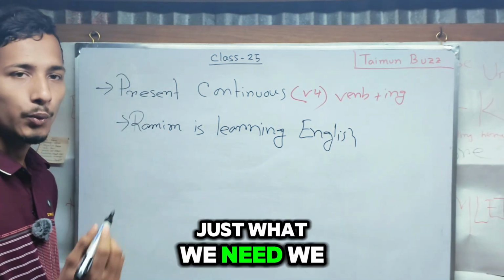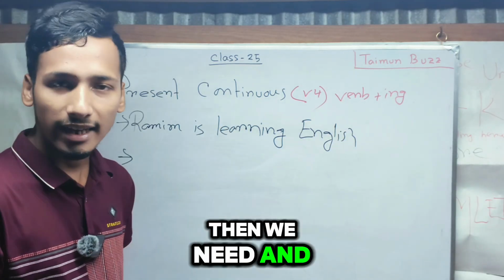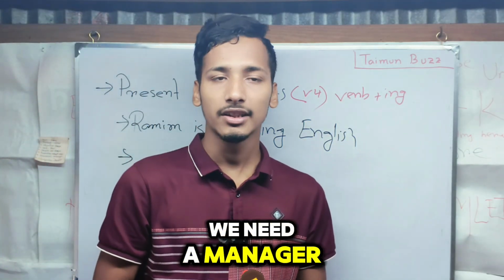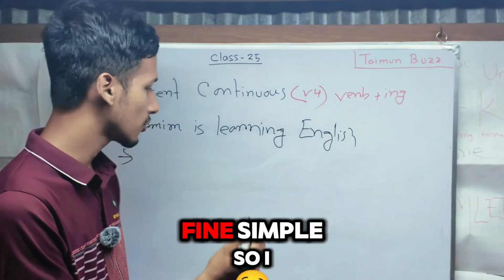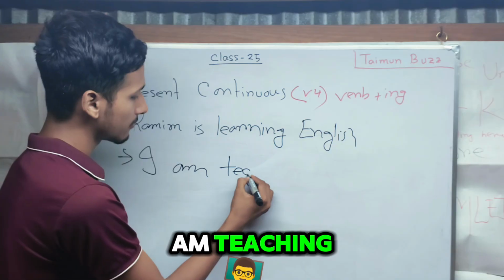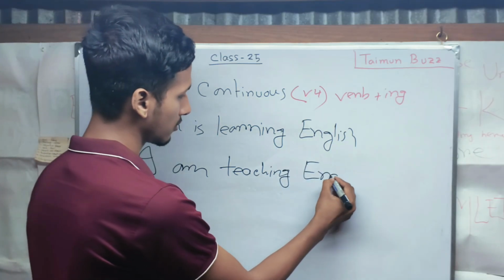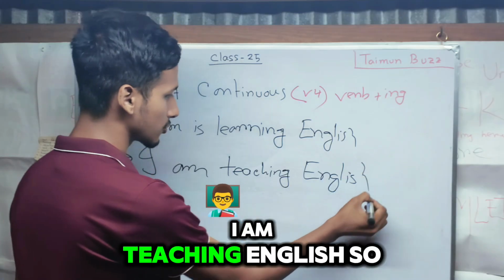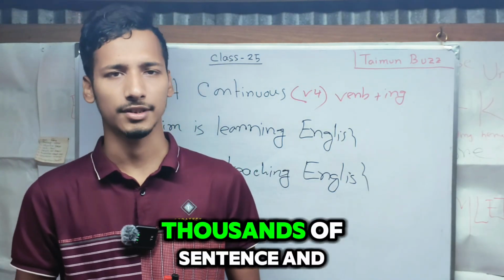Just what we need? We need a subject, then we need an auxiliary verb, am, is, are, then we need verb plus ing. Simple. So I am teaching English. So like this, we can make lots of sentences, thousands of sentences.